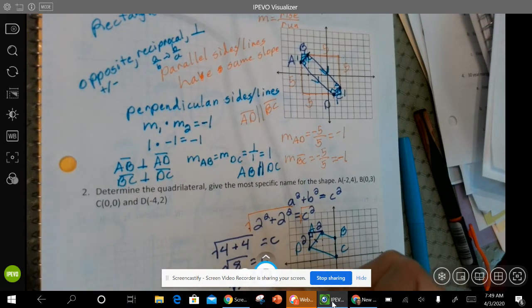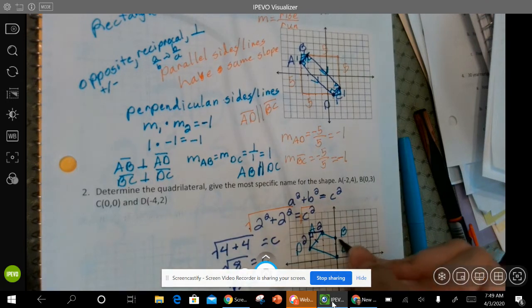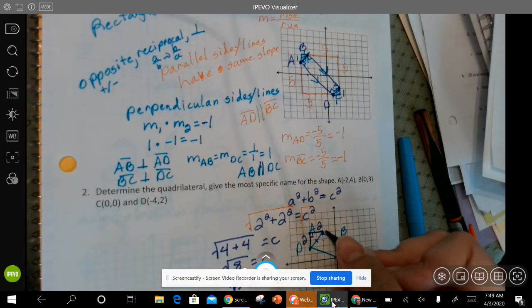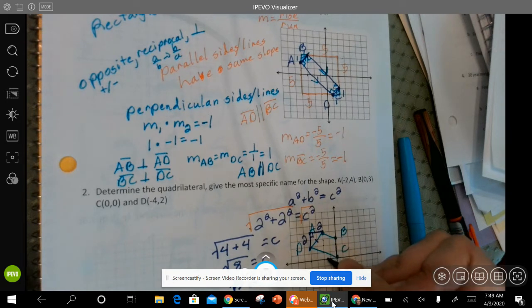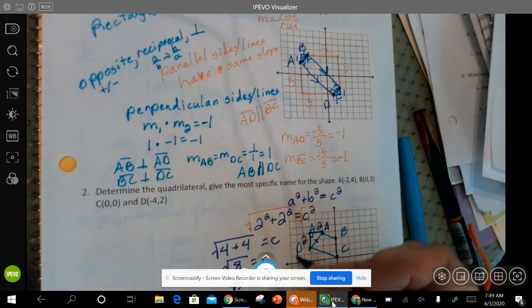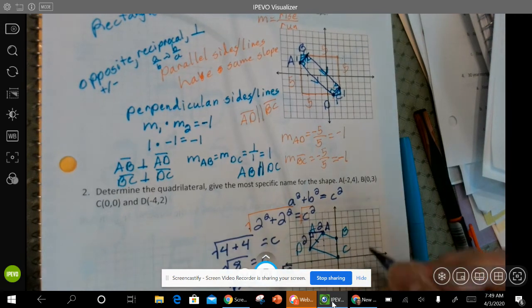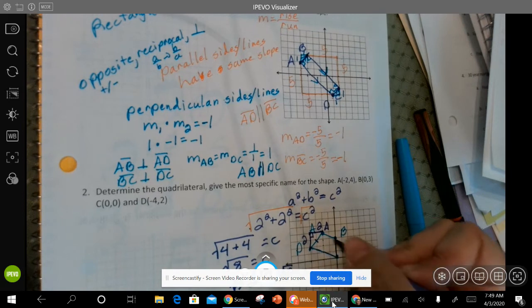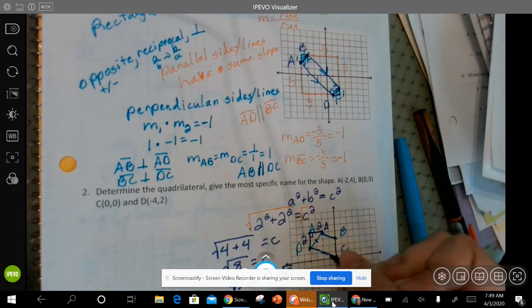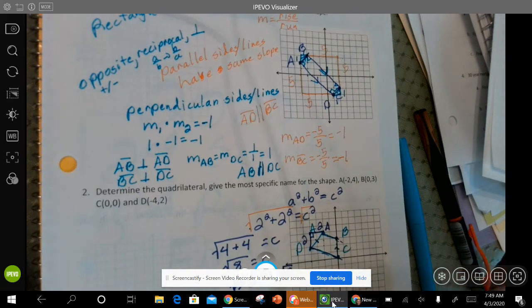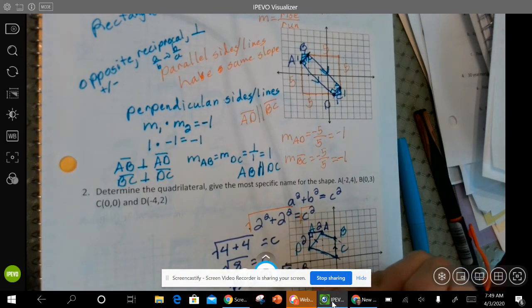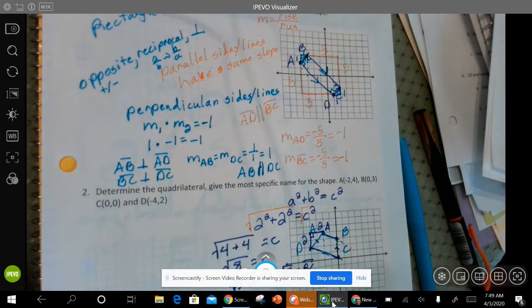2 and 8/10. Okay, so this is for AC, or right here, which is, so it's going to be this one, so AD. And if you look, okay, it's going to be the same length for this one. Okay, so that means that those sides are congruent. So it could be an isosceles trapezoid.